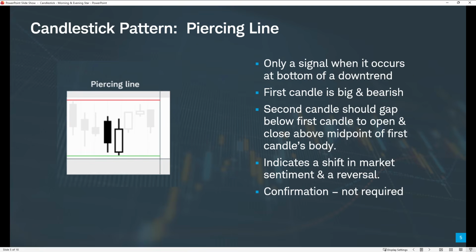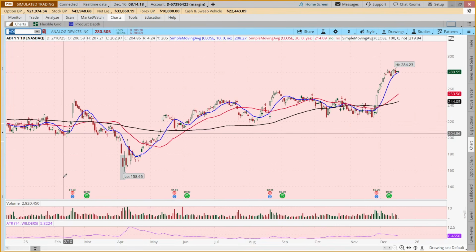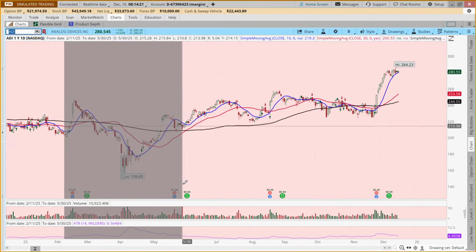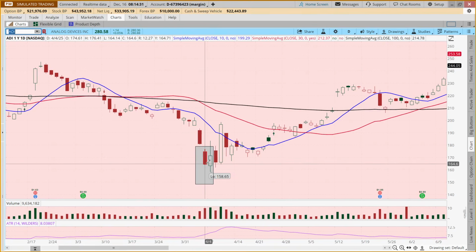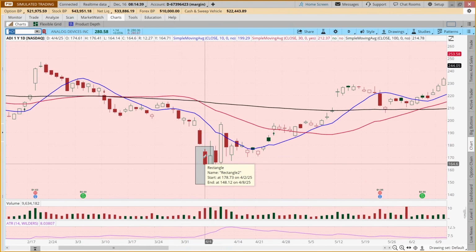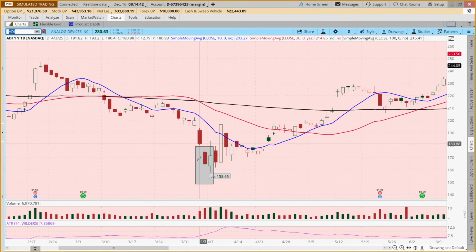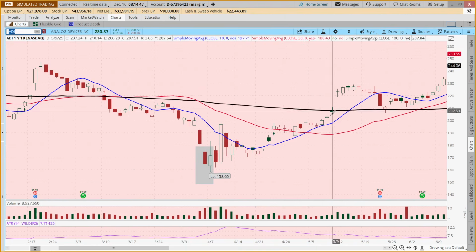So let's go out and look at a couple of examples on the thinkorswim chart. So this is ADI, and if we zone in on this period, February of 2025, through April, we see that we have a stock that is downtrending. And then here we have a big down day. It gaps down the next day at the open and then rallies to close above the midpoint. And we would call this a piercing line pattern, which indicates that potential trend reversal. And as it turned out, the trend did reverse on ADI.